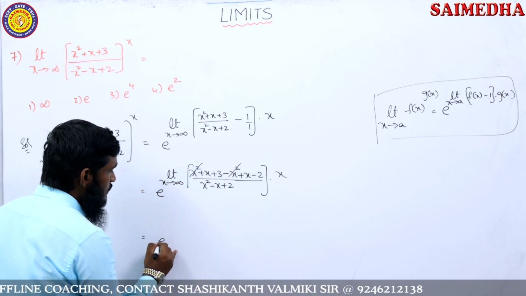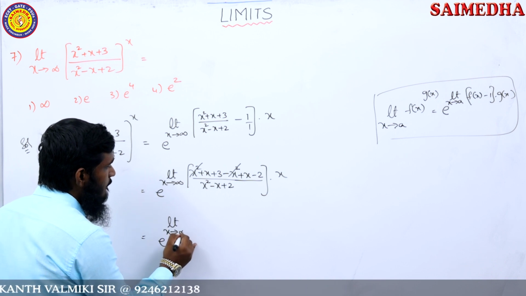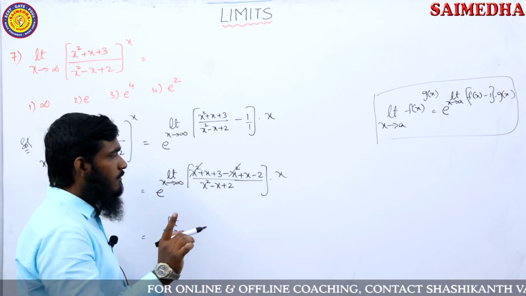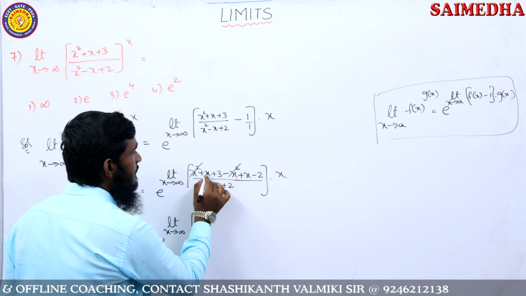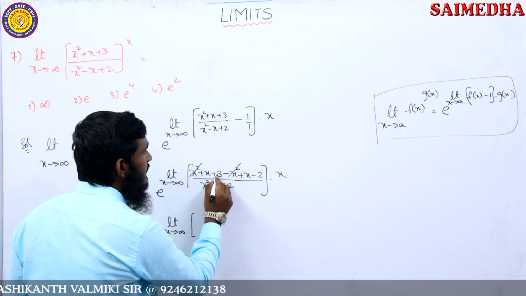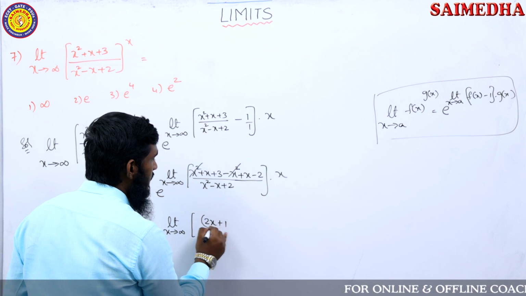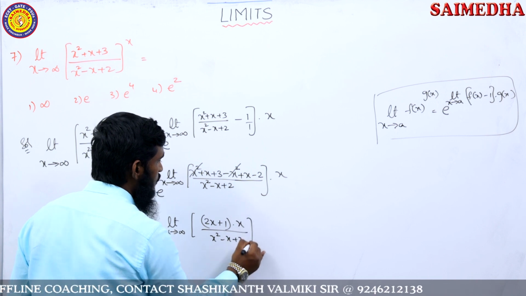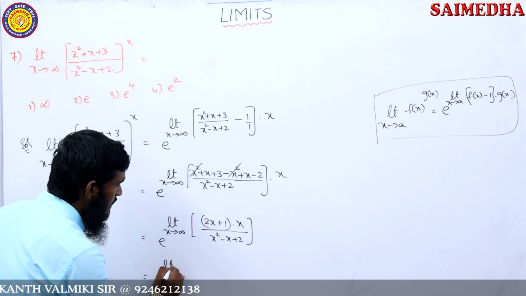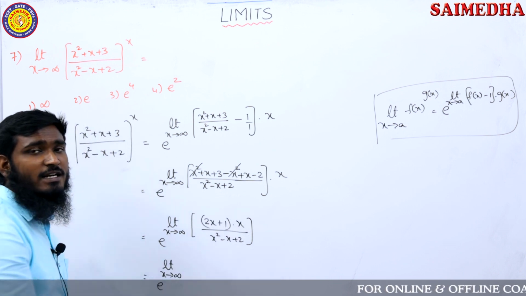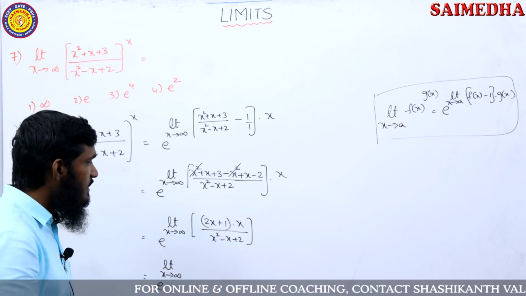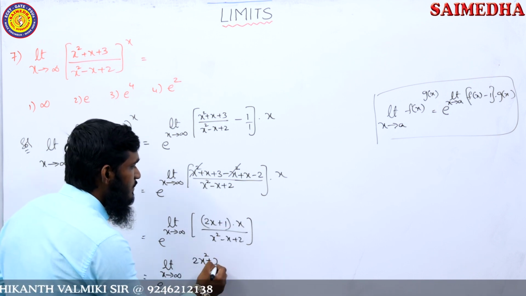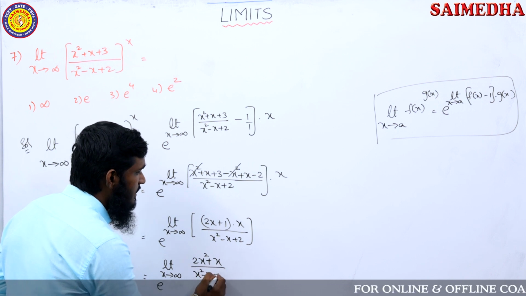Okay. Now which is equal to e power limit x tends to infinity. The remaining part: x plus x means 2x, 3 minus 2 means 1. So now the numerator part, x plus x will be 2x, then plus 3 minus 2 means plus 1, into x we are having, then in the denominator part x square minus x plus 2 is there. So which is equal to e power limit x tends to infinity. If you are multiplying the numerator with the x, what will happen? 2x into x means 2x square plus 1 into x means x, divided by x square minus x plus 2.